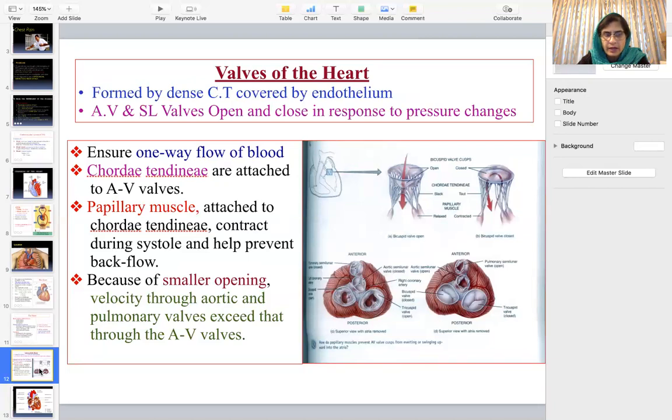And so we have chordae tendineae and papillary muscle inside. Because of the smaller opening, velocity through the aortic and the pulmonary valve exceeds that through the AV valve. The openings of the aortic and the pulmonary valves are narrow, so the velocity is more through the aortic and the pulmonary valves.